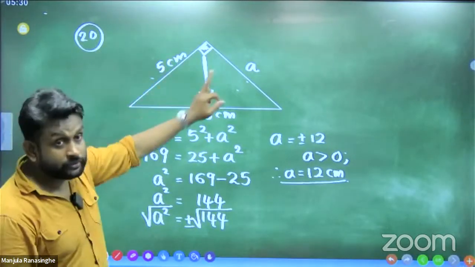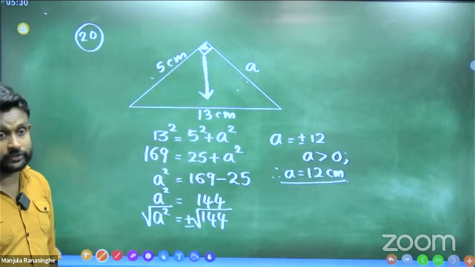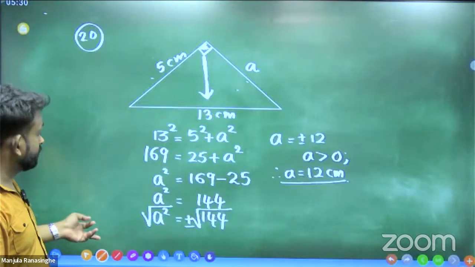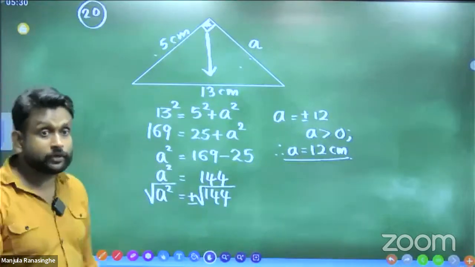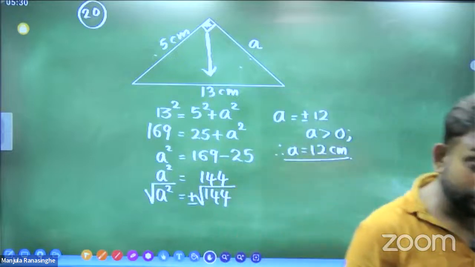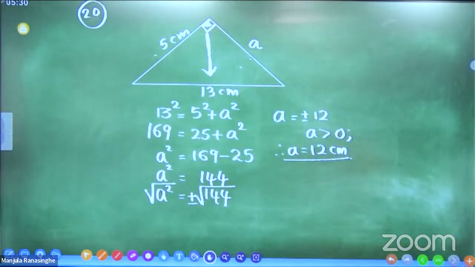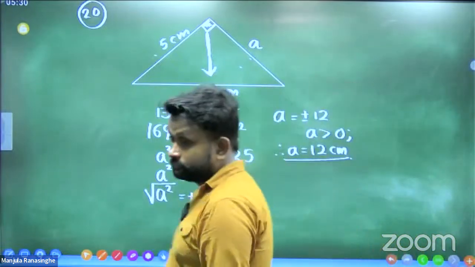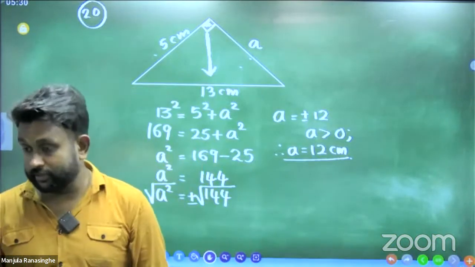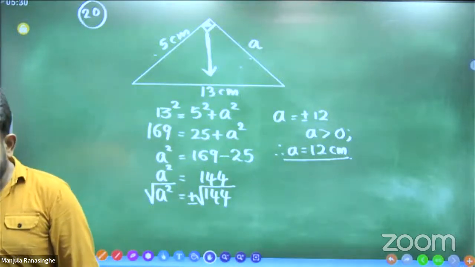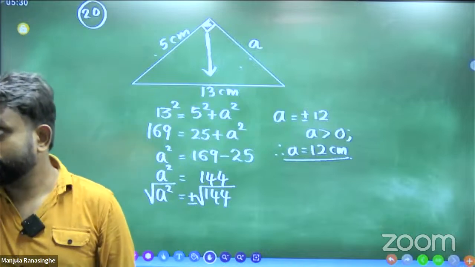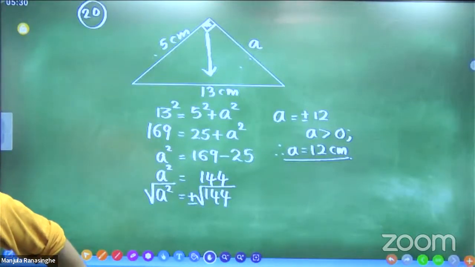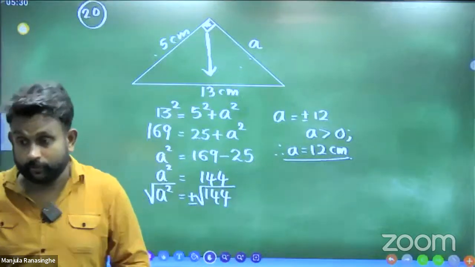Right, 5 squared plus A squared equals 13 squared. Right, mark it. You can make the marks and send me a message about how many marks you gained for the first 20 questions. And if any doubts, you can talk to me now, any doubts of the first 20 questions.